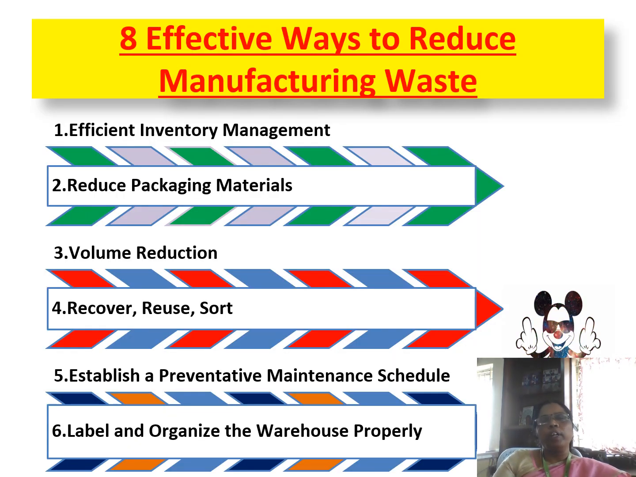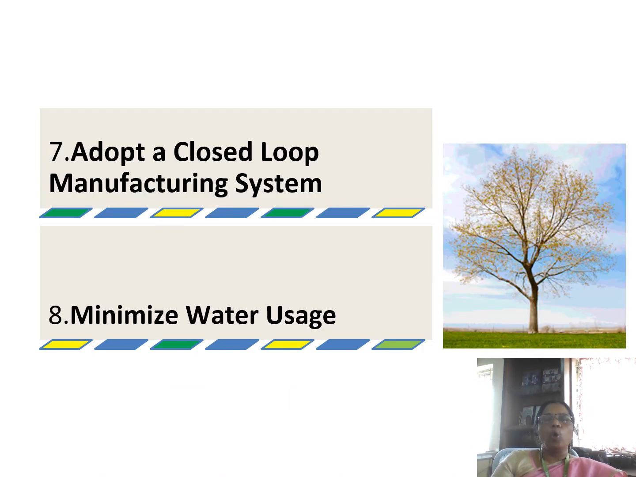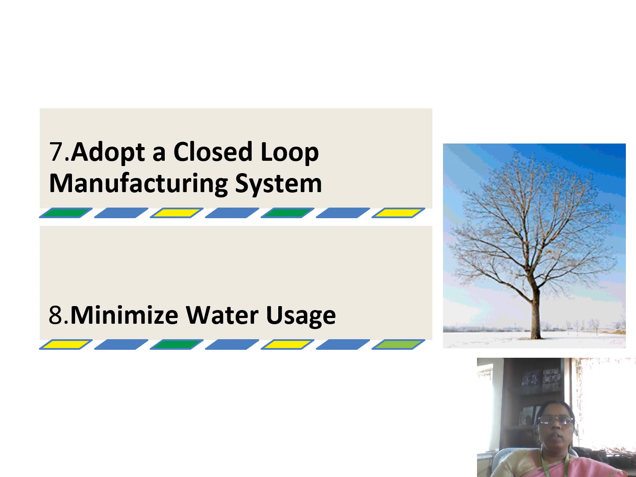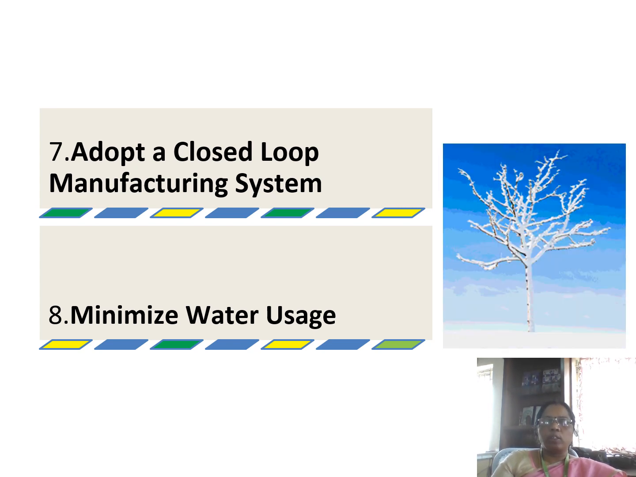Then let us see the effective ways to reduce the manufacturing waste. Efficient inventory management, reducing packaging materials, volume reduction, then recover, resort, and reuse, and establish a preventive maintenance schedule, label and organize the warehouse properly. Adopt a closed loop manufacturing system, minimize the water usage.